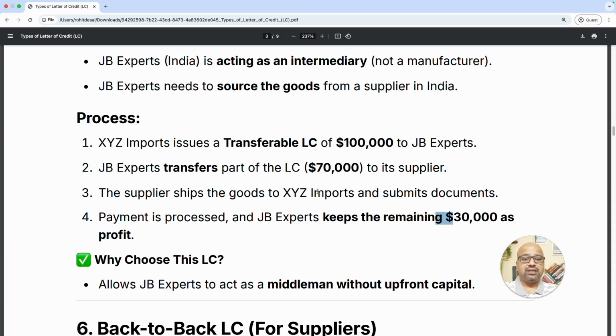This transferable LC normally works if we three are known people and we are dealing with one buyer. So the buyer knows me, the supplier, and the buyer wants me in the middle. Then that is how things work on a genuine transfer. Or else the bypass can happen and you will be out of the business. JB Experts will no longer be a middleman. It will be out of the loop.